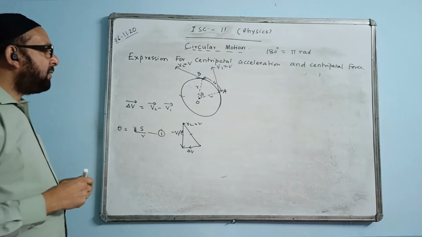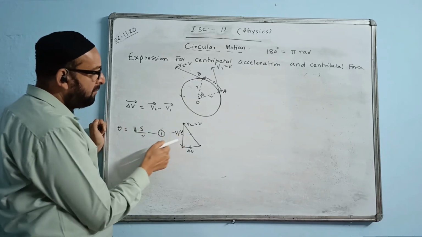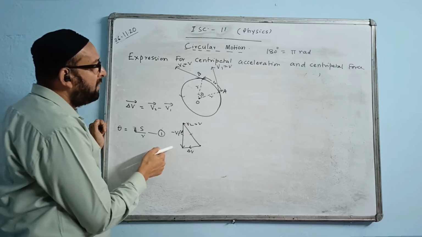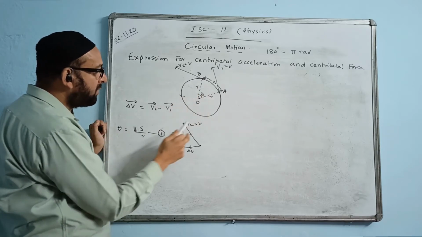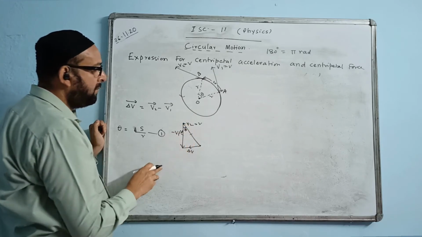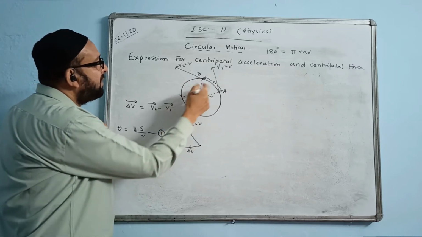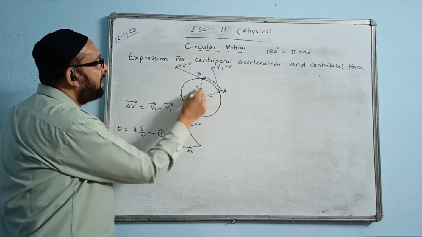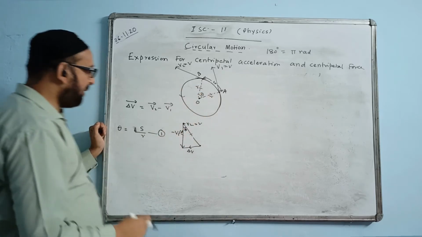So in this figure, where is the center? In this diagram, where is the center situated? The center is always situated between two equal sides. Where are the two equal sides? These two sides. The angle between them is theta. Here these two sides are equal, and the angle between them is theta.